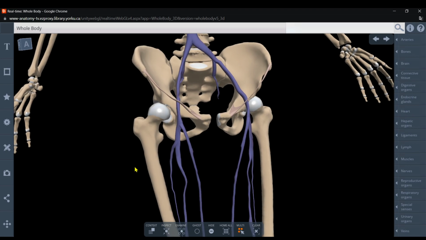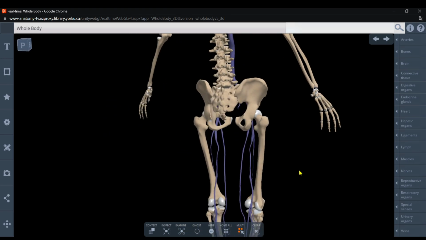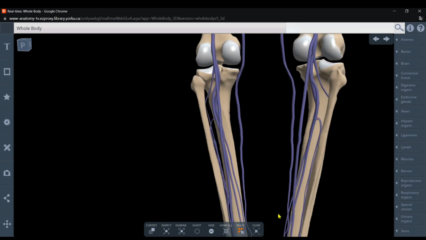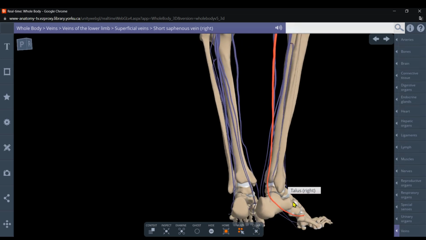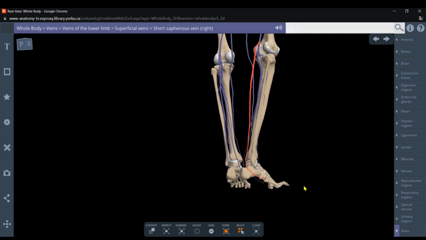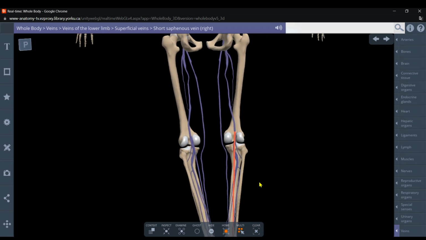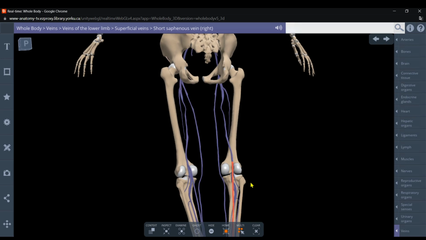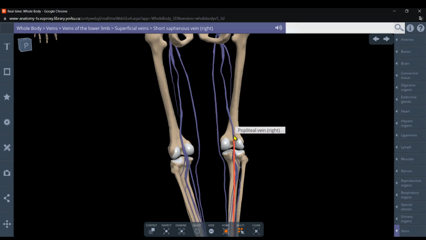All right, the third pathway is if I start from the short saphenous vein. Short or small saphenous vein, either will suffice. And it actually starts way down here. The short saphenous vein is going to drain the lateral side of the venous network on the foot. And what's going to happen is the short saphenous vein goes to the popliteal vein directly.